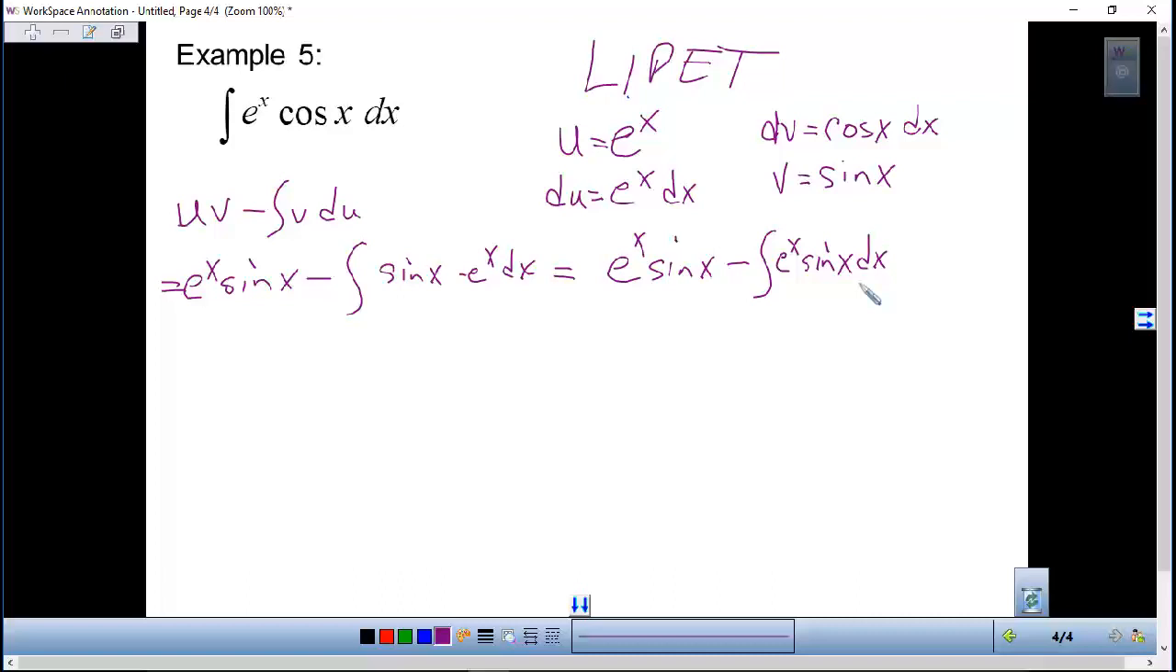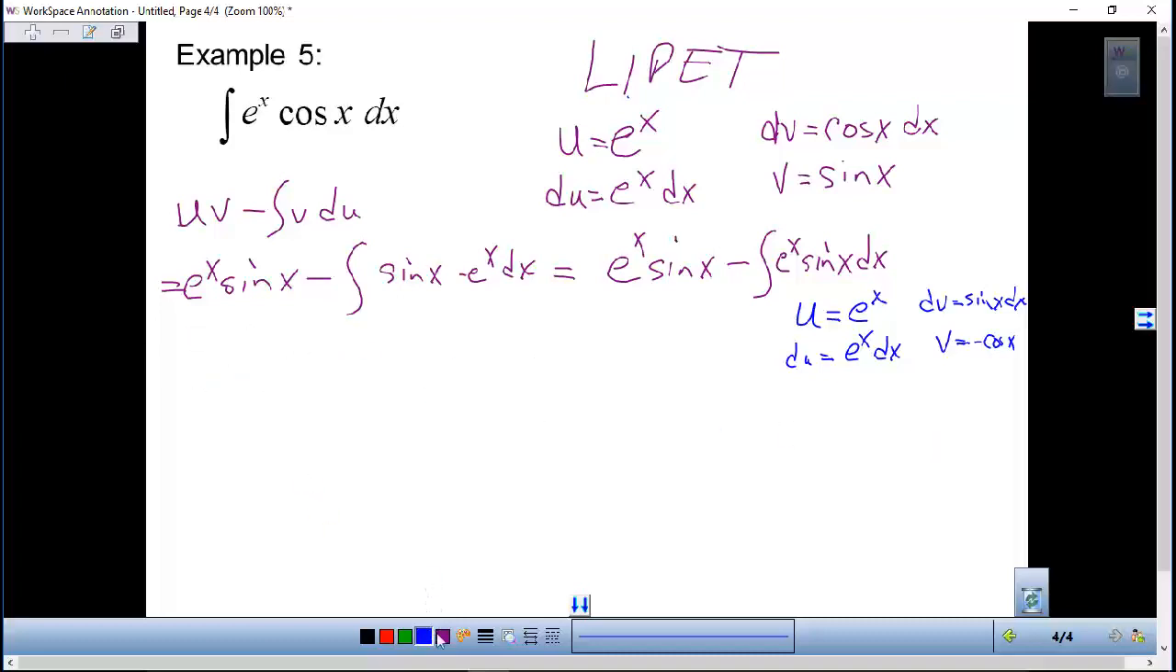But what do you notice? Let's go ahead and work it a little further and see what happens. So let's do integration by parts on this part right here. For u, you're going to have e to the x again. And for your dv, you're now going to have sine x dx. So du is going to equal e to the x dx again. And v is going to equal negative cosine x.